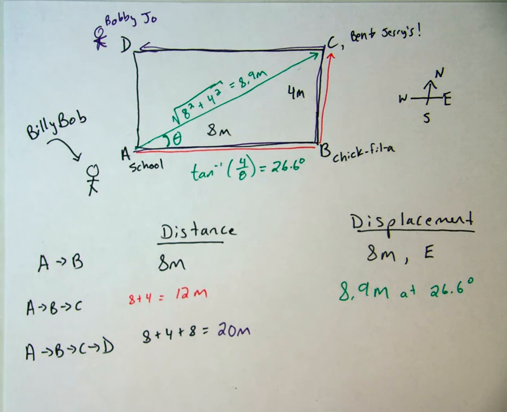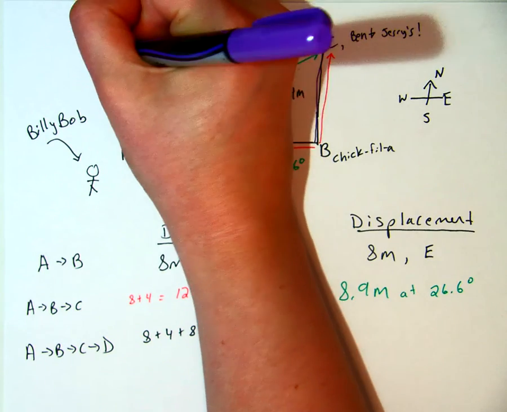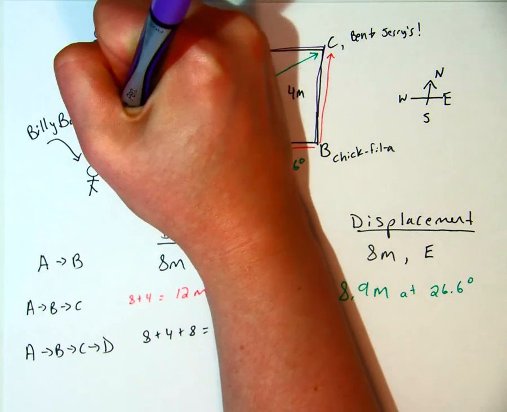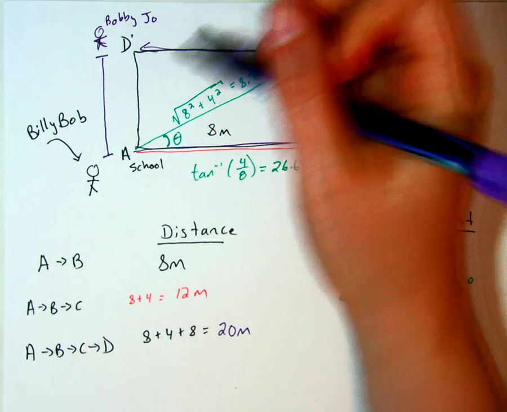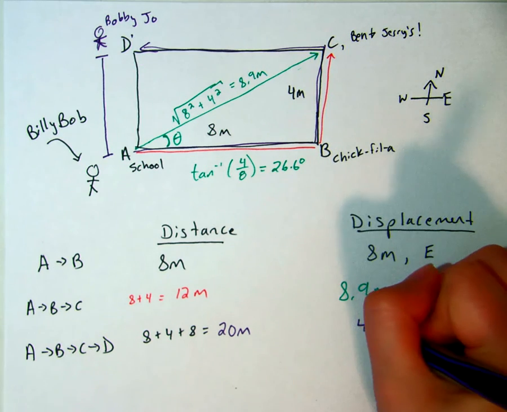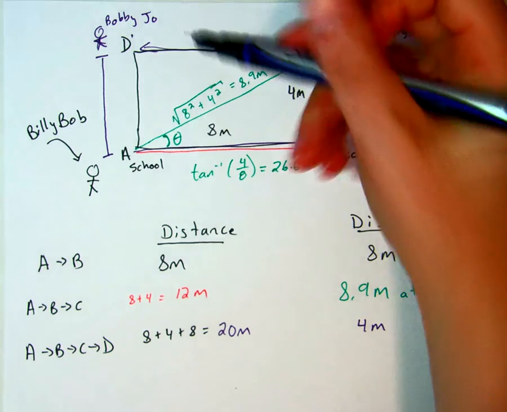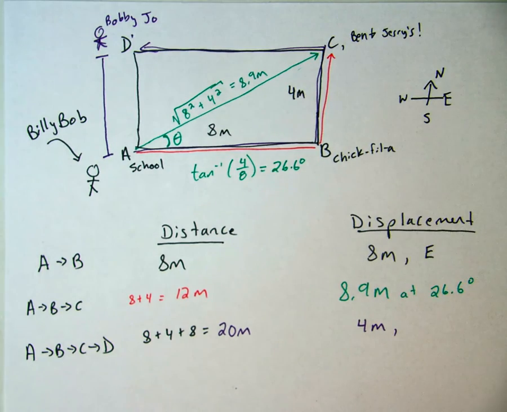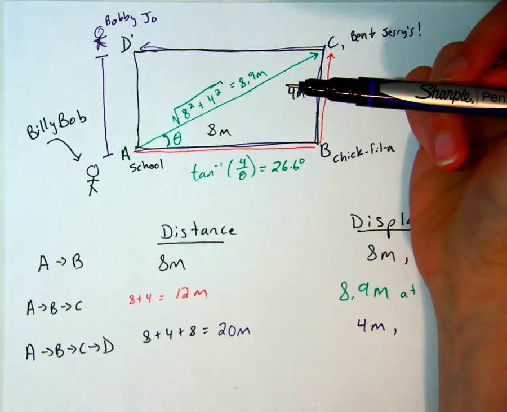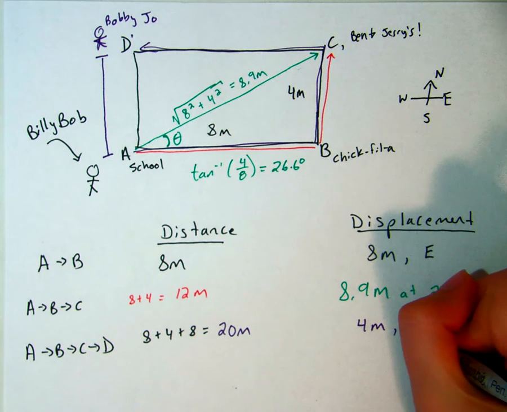Okay. Well, what about my displacement now? My displacement is the distance between my start point and my stop point. So what is the distance between A and D? Well, that's just 4 meters. Notice how my displacement has gone down. I'm going from D to A. And then what direction am I? I'm only 4 meters away from my starting point, and I'm north of my starting point.